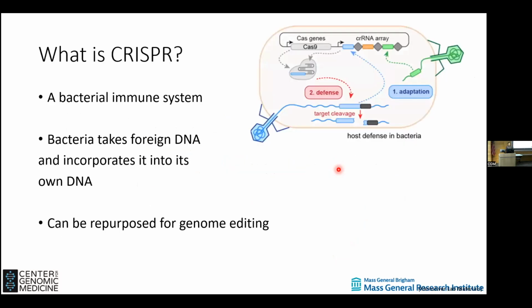So what is CRISPR? CRISPR at its core is a bacterial immune system where the bacteria can take foreign DNA and incorporate it into its own DNA in response to pathogenic DNA trying to come into the bacteria. And so you might ask, how does the CRISPR-Cas9 enzyme know not to basically chop up its own DNA? And it does this through the use of a PAM.